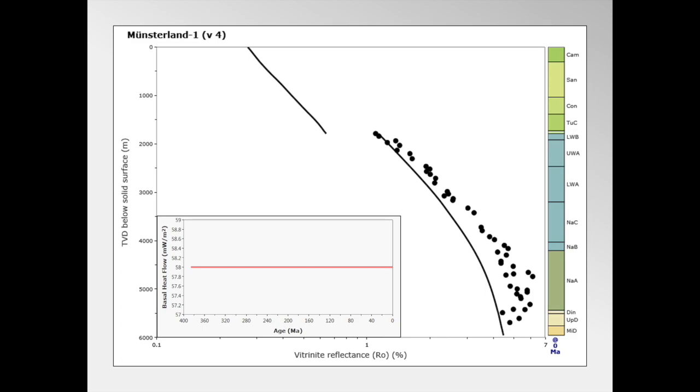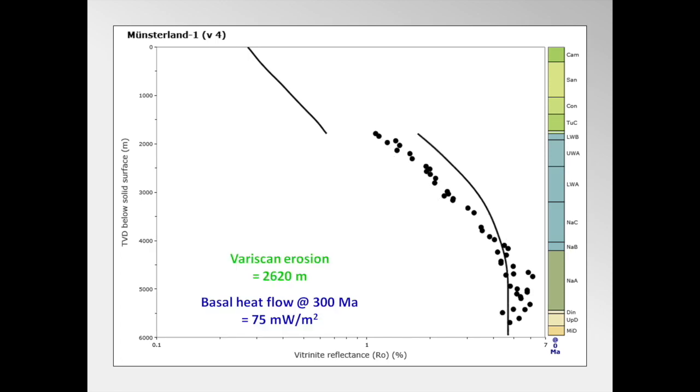So we'll now begin to change our thermal model to better fit the measured Ro data. Just to refresh your memory, here's the model with a constant heat flow of 58 milliwatts and the original proposed Variscan erosion of 2,620 meters. Increasing the basal heat flow at and near 300 Ma to 75 milliwatts per meter squared gives a calculated Ro slope that is similar to that of the measured data.